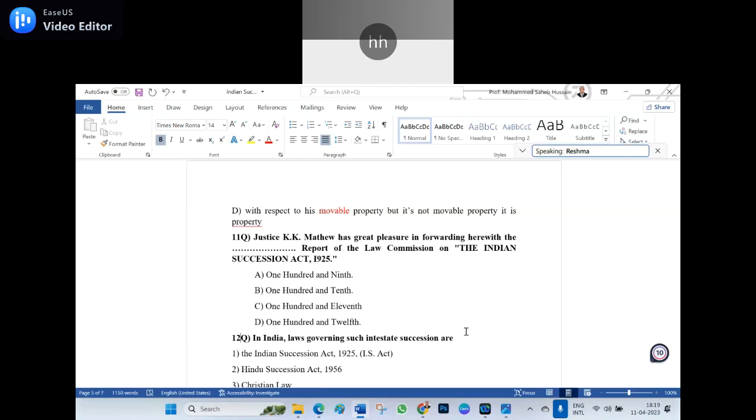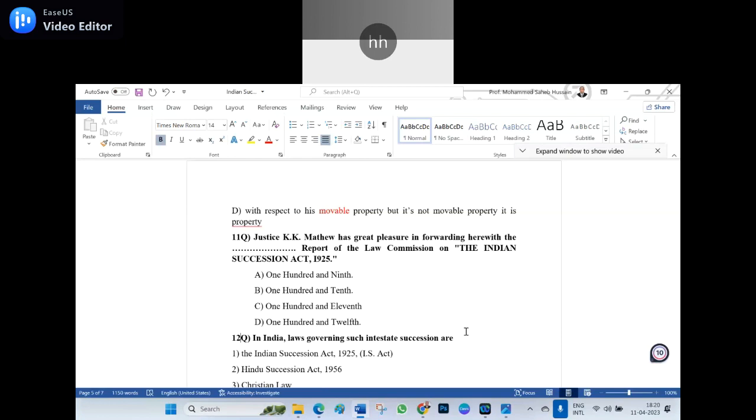B is the right answer. Bombay. B for Bombay. The 110th report of the Law Commission, on the Indian Succession Act 1925. A supplementary question: who is the main person who made the 110th Law Commission report? The answer is Justice K.K. Matthew.